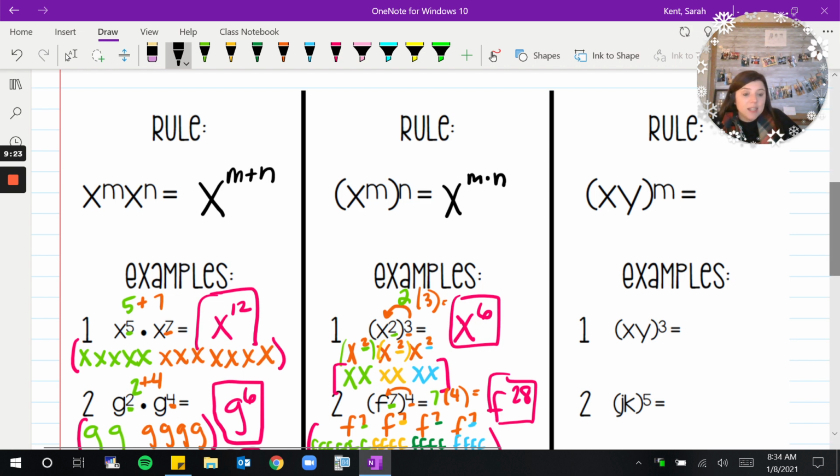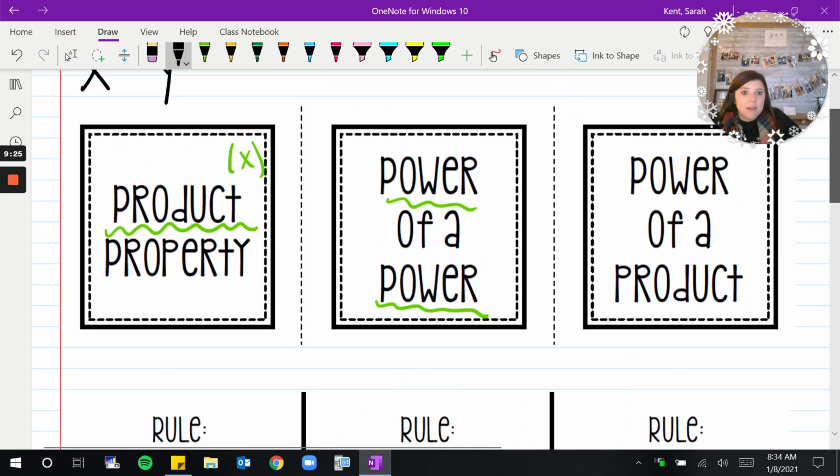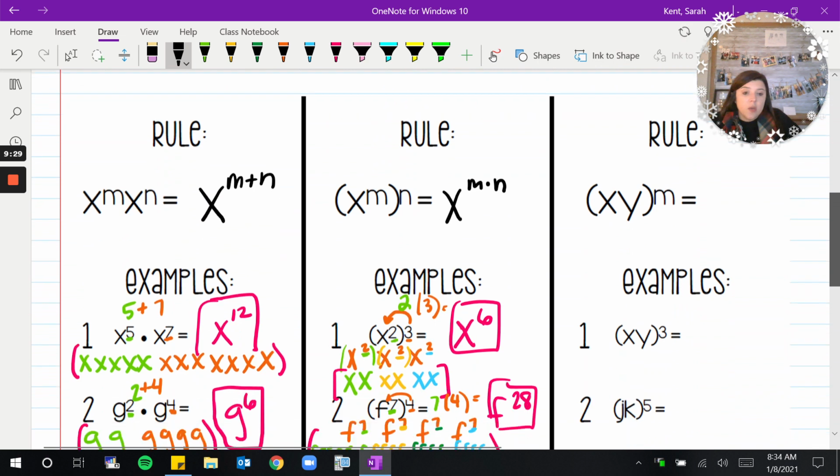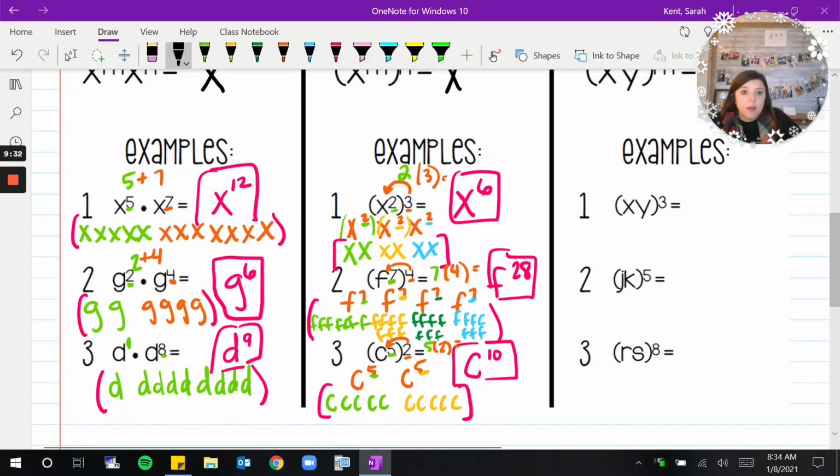All right, and our last one is the power of a product. So this is when you have a group and then an exponent outside that group. So here we've got xy to the power of 3. So all we have to do is share this 3 with everything inside the group. So that would be x to the power of 3, y to the power of 3.